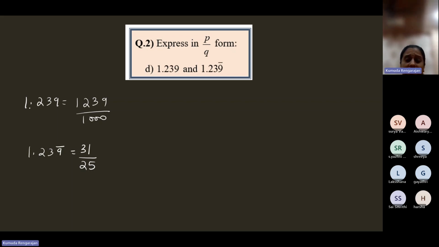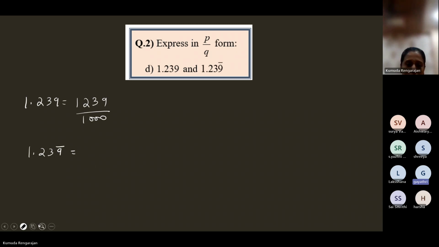And see, Lakshana, one more thing. How can you get 25 in the denominator? 25 is 5 square, right? So the only prime factor in the denominator is 5. Then it will have a terminating decimal expansion, right? But this one is non-terminating repeating. So this is not possible.